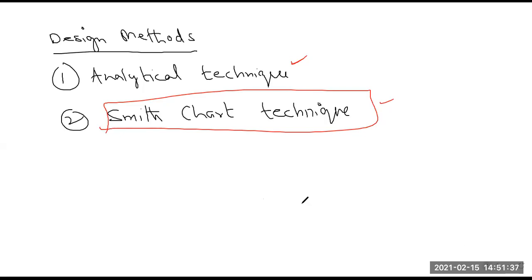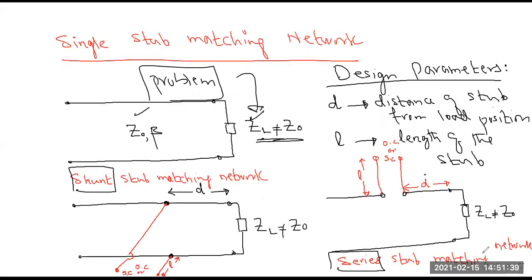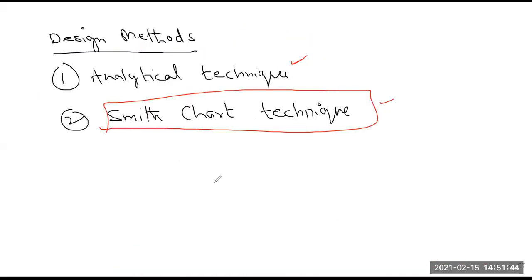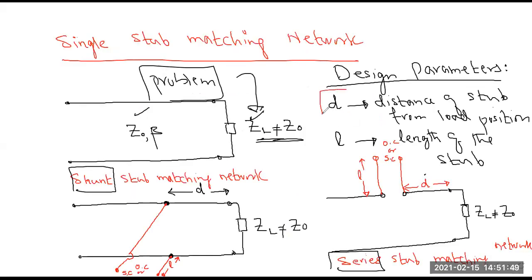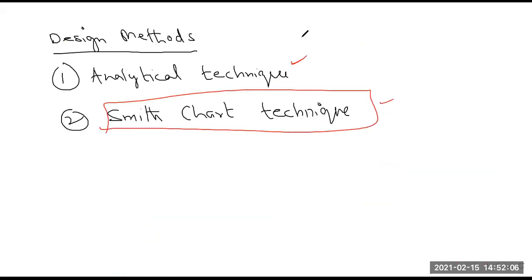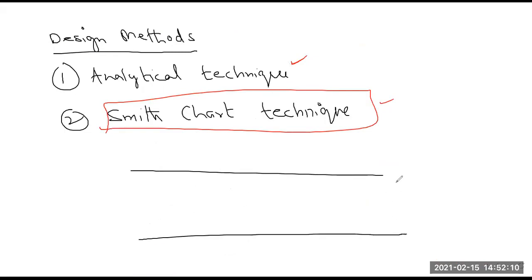Okay, that's good. So let me just draw it again. Why do these two parameters have importance in matching this circuit? The ultimate goal, why I am using a single stub, is so that my circuit gets matched. So let's find out what the role of D and L will be. So let's consider this situation.